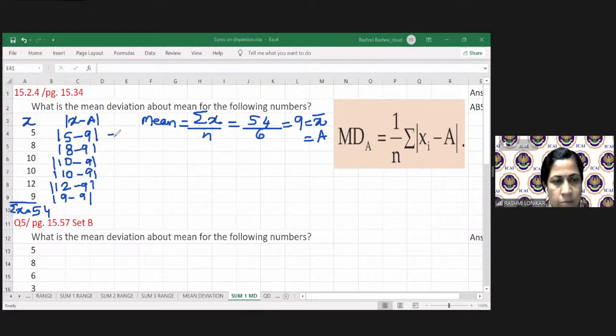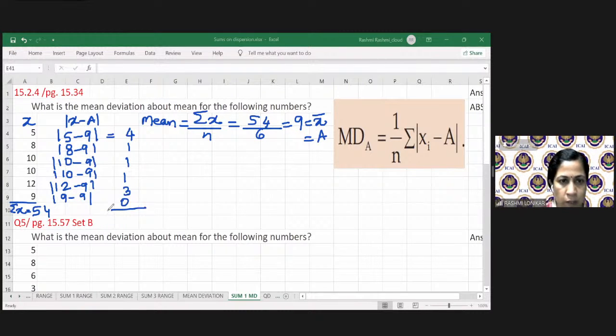Now, how much will this be? 5 minus 9 is minus 4. But because it is mod, so what happens? This is equal to 4. Okay. So 4. This will be 1. This will be 1. This will be 1. This will be 3. And this will be 0. ठीक है, अभी हम इनको ऐड करते हैं.